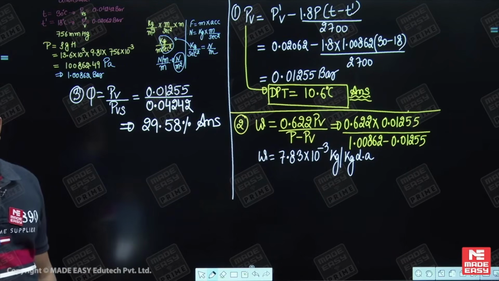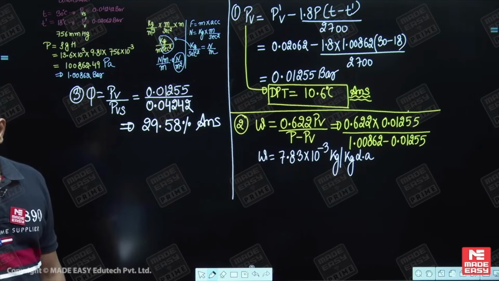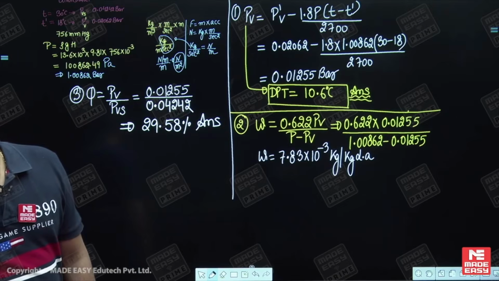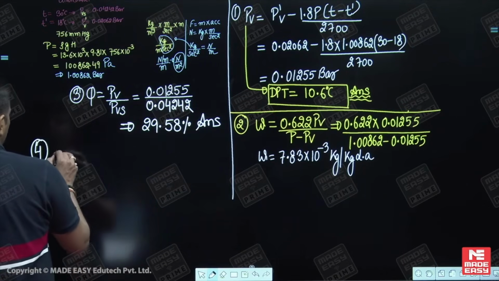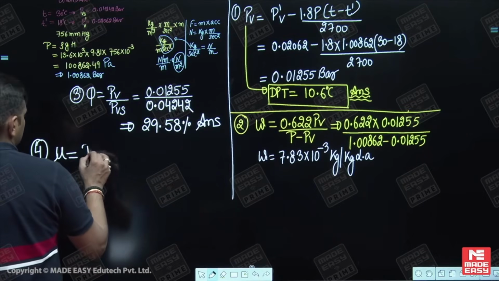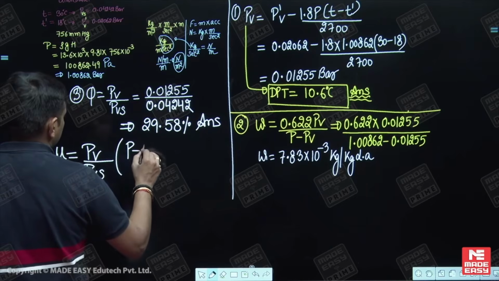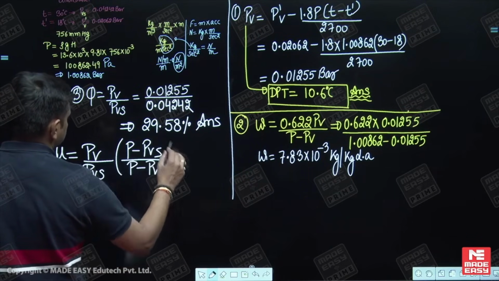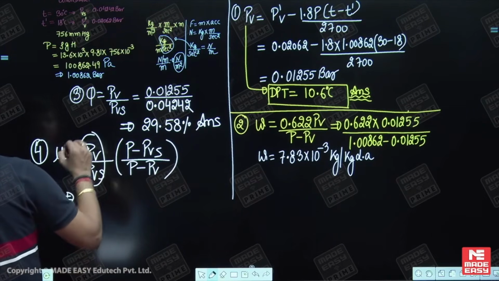Next factor we can find out, or in the exam they can ask, is your degree of saturation. So the fourth factor, degree of saturation, is PV upon PVS into P minus PVS upon P minus PV. So this is nothing but the relative humidity.